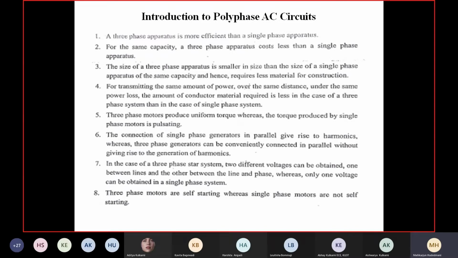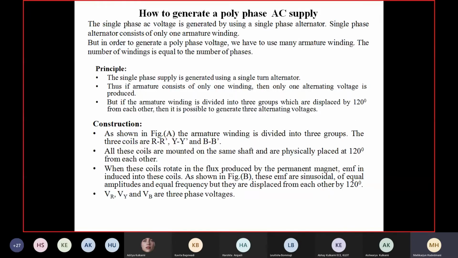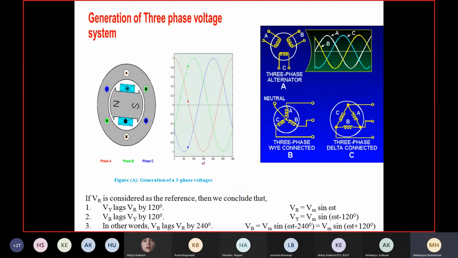If it is so popular, then how it is generated and how it is represented become questions. Let us see here. How to generate polyphase AC or three phase AC? The principle of generation is very simple: electromagnetic induction. If I go to the next slide, you will be able to see the generation of three phase AC.